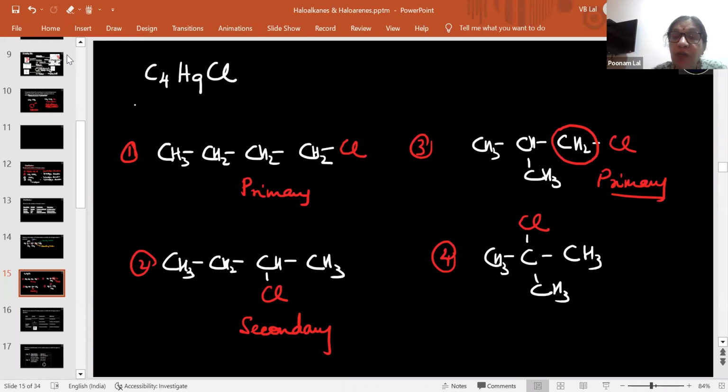Now just look at the fourth one. The fourth one is the tertiary alkyl halide. Now can you distinguish? Did you understand the difference?